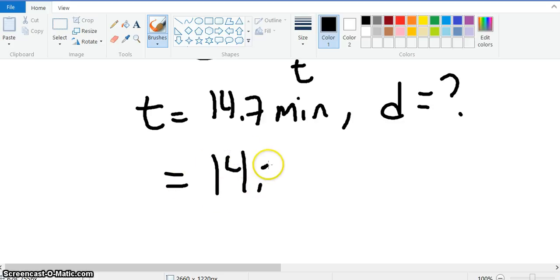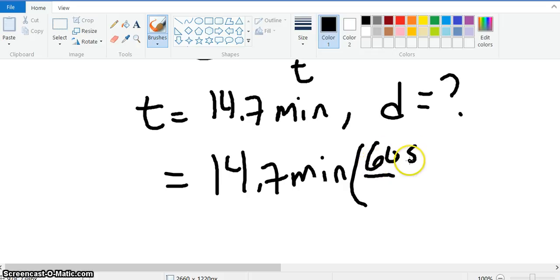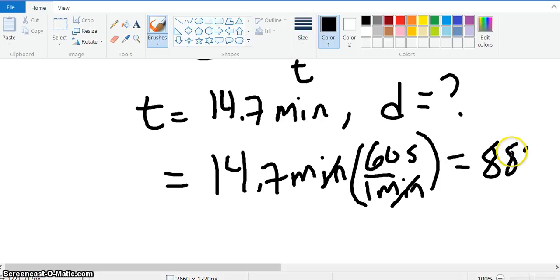All right, so 14.7. Remember, I use MIN for minutes. And so we know that in 60 seconds, there's 1 minute. And so the minutes cancel, just like numbers, the units can cancel as well. And so let's see, what is 14.7 times 60? I get 882 seconds.